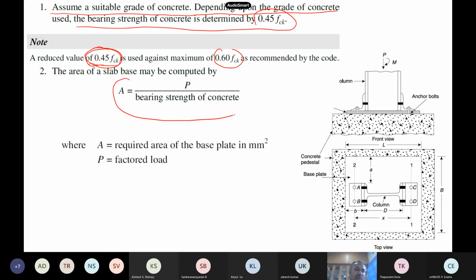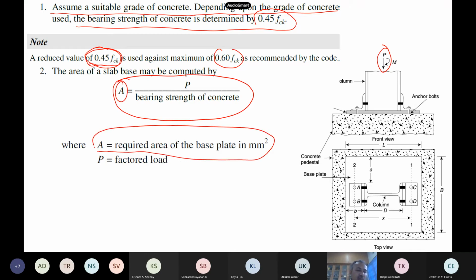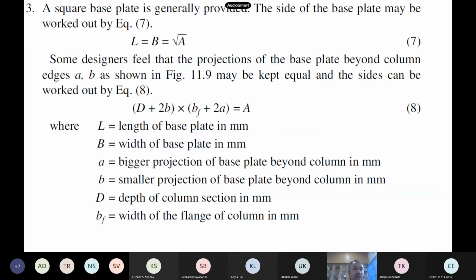So now the area of the slab base is the load which is coming on the member, divided by the bearing strength of concrete, that is 0.45 times fck, which will give you the actual area. How much should be the approximate area of the base plate, given the load and the bearing pressure. Once you know the area, we generally take it to be a square base plate, or there are several issues.